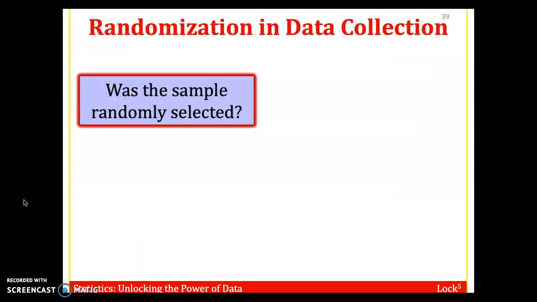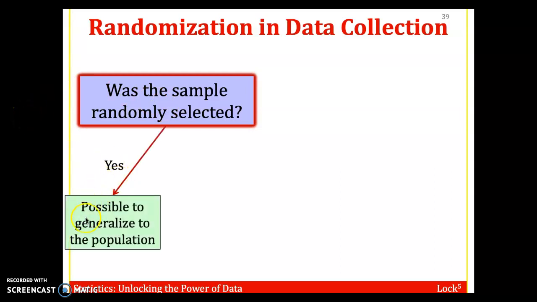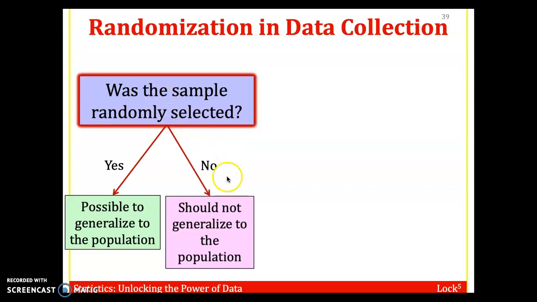So here's kind of a flowchart to think about. Was the sample randomly selected? Just the sample itself. This is going back to chapters 1 and 2. If yes, we could generalize to the population. If the sample is not randomly selected, we should not generalize to the population. Then we're going to go a little bit deeper.